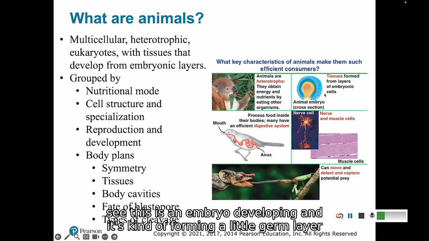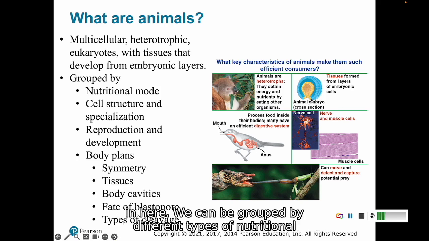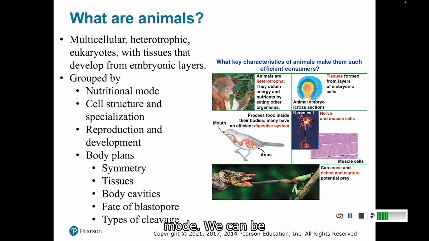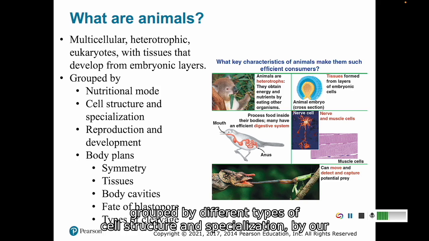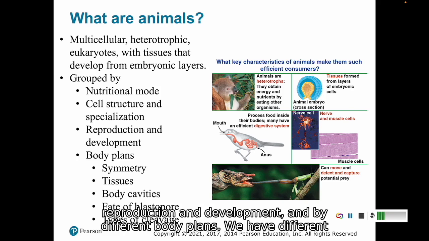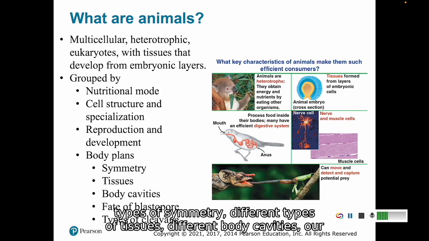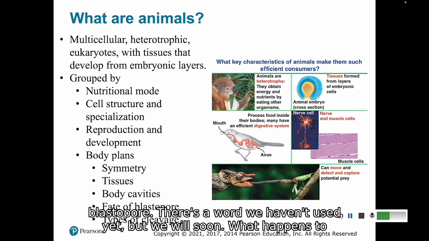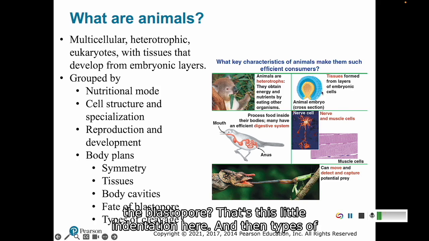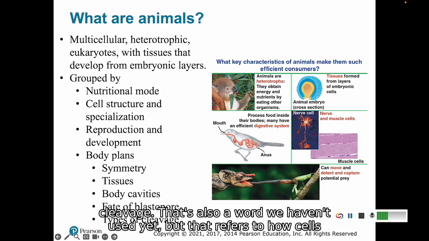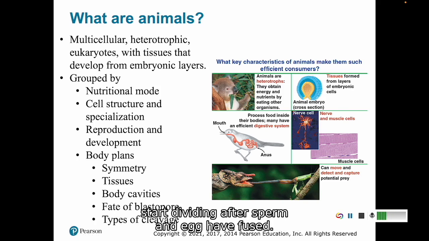So here you can see an embryo developing, and it's forming a little germ layer in here. We can be grouped by different types of nutritional mode, by different types of cell structure and specialization, by our reproduction and development, and by different body plans. We have different types of symmetry, different types of tissues, different body cavities. Our blastopore, there's a word we haven't used yet, but we will soon. What happens to the blastopore? That's this little indentation here. And then types of cleavage, that's also a word we haven't used yet, but that refers to how cells start dividing after sperm and egg have fused.